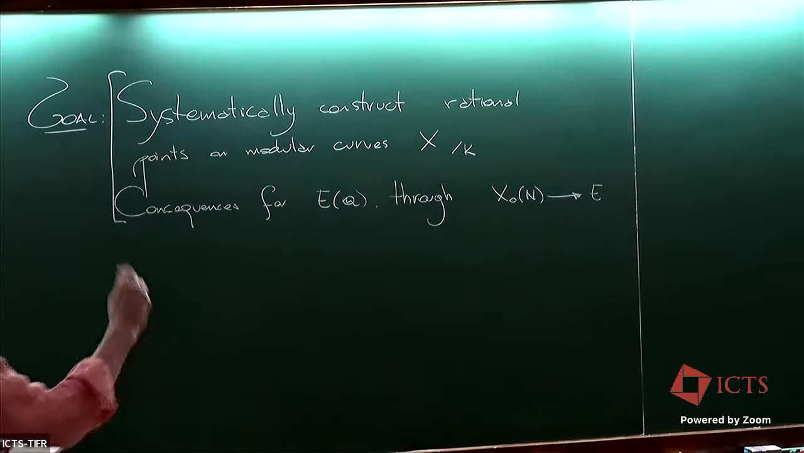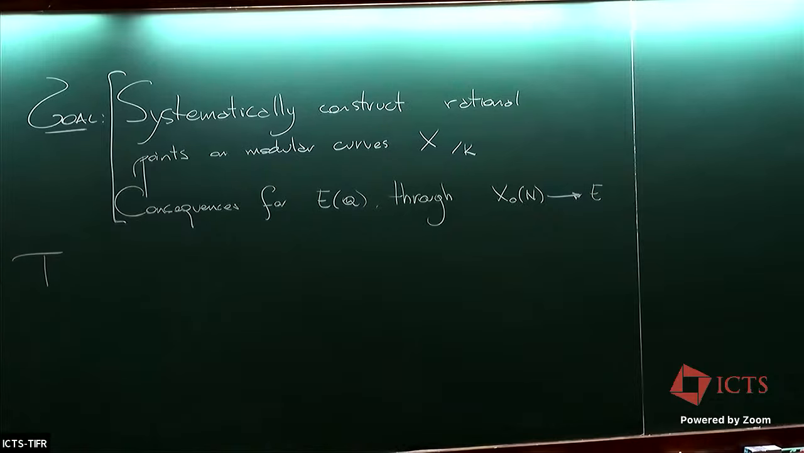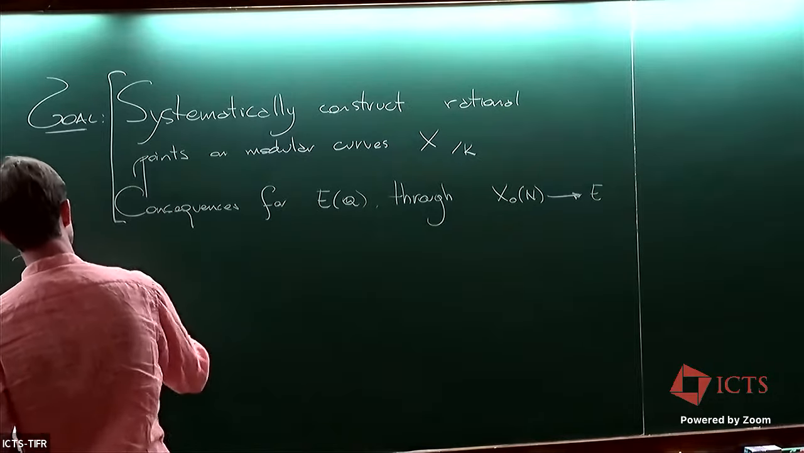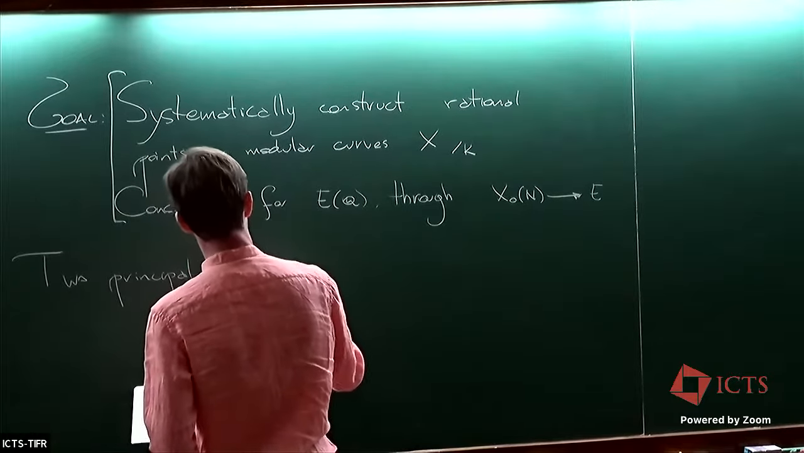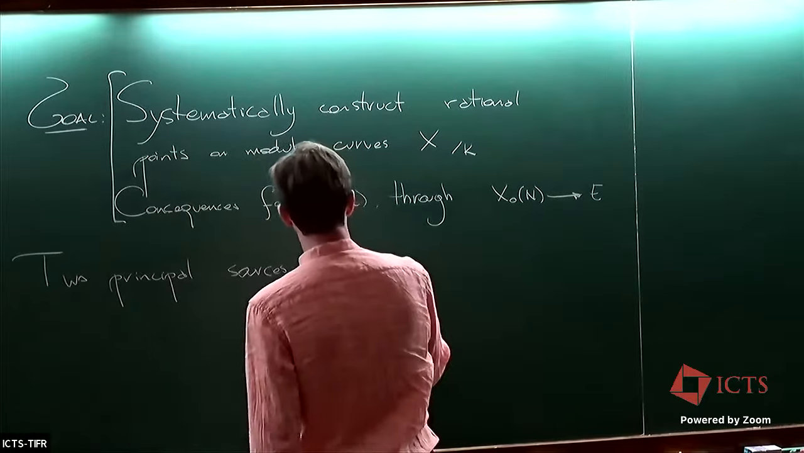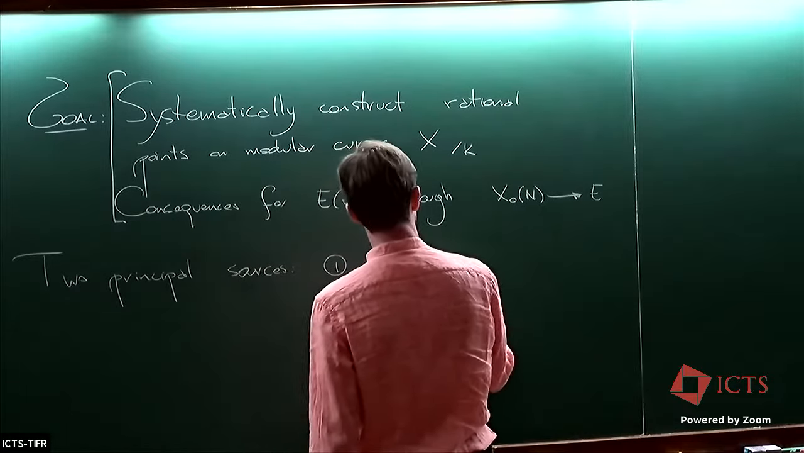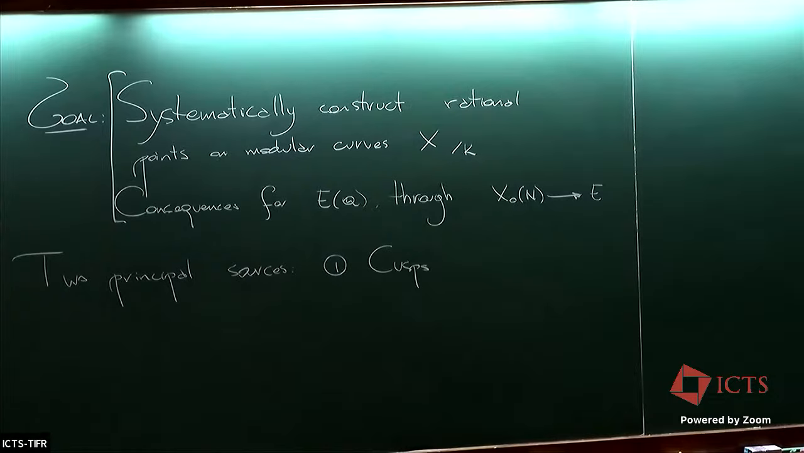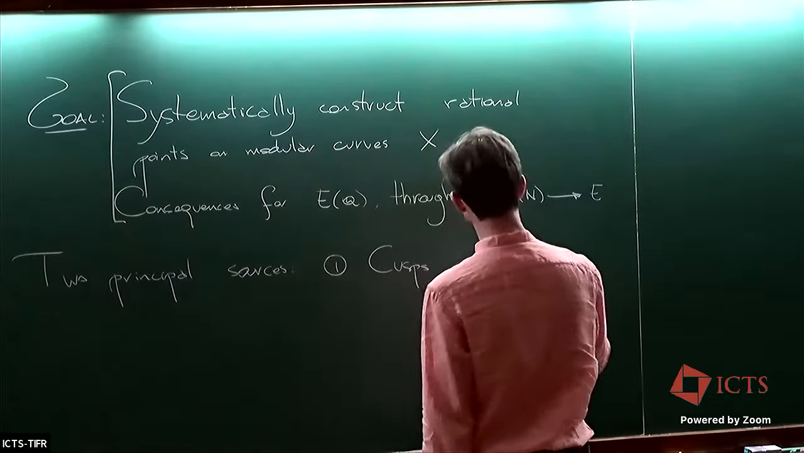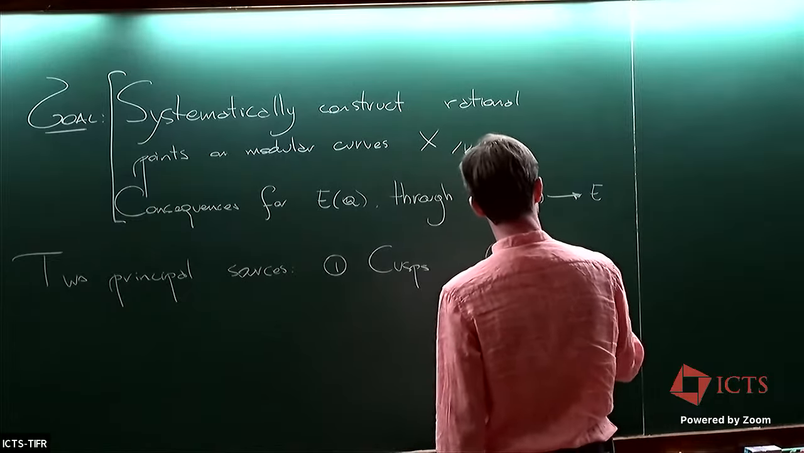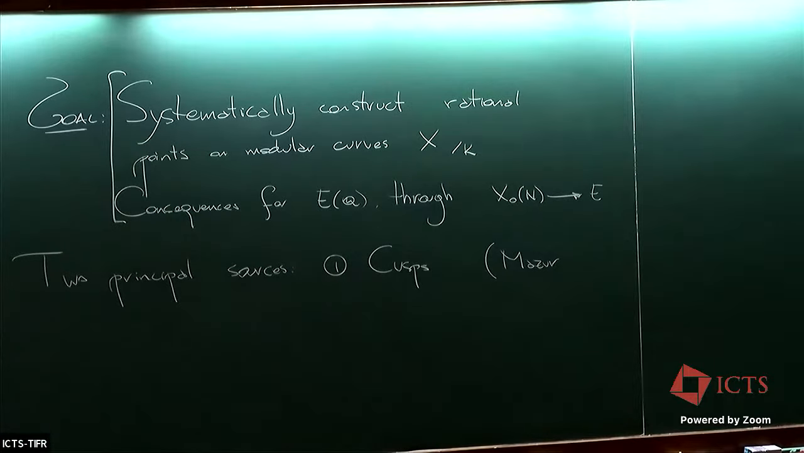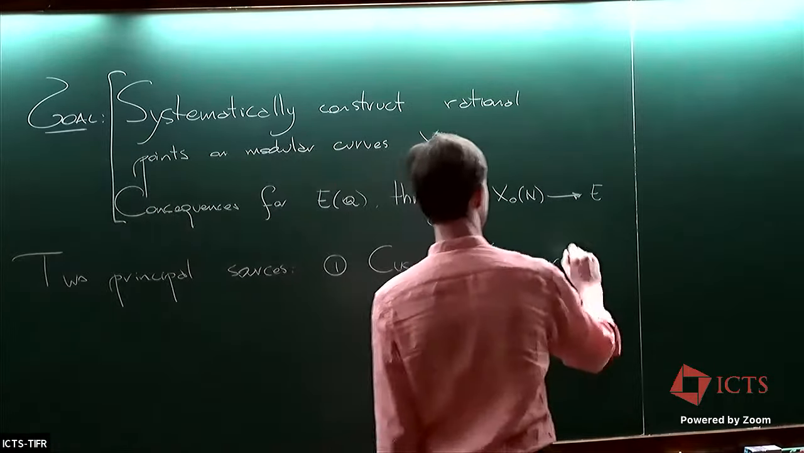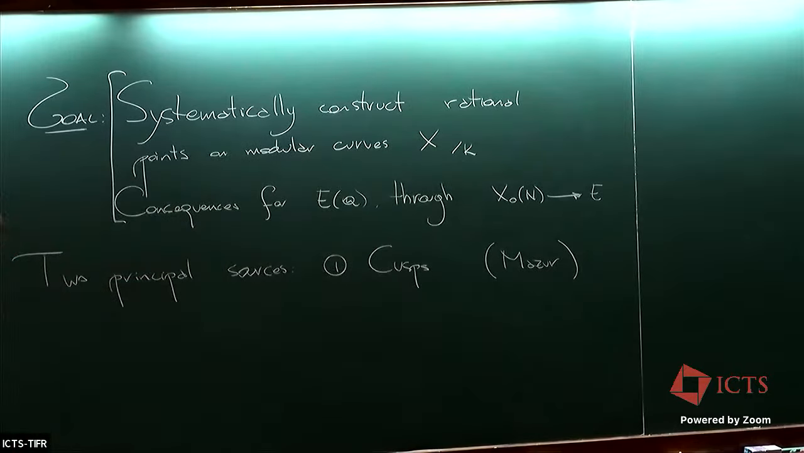So more concretely, there's two sources really, and these are the only two sources that we have of systematic point constructions on modular curves. They have very different flavors. So two principal sources. The first will be a systematic study of cusps. Cusps give rise to systematic rational points on modular curves. And so in this context, we will study also the arithmetic consequences for the Mordell-Weil group of elliptic curves, specifically for the torsion part, coming in the work of Mazur, which will be discussed next lecture and the lecture after.